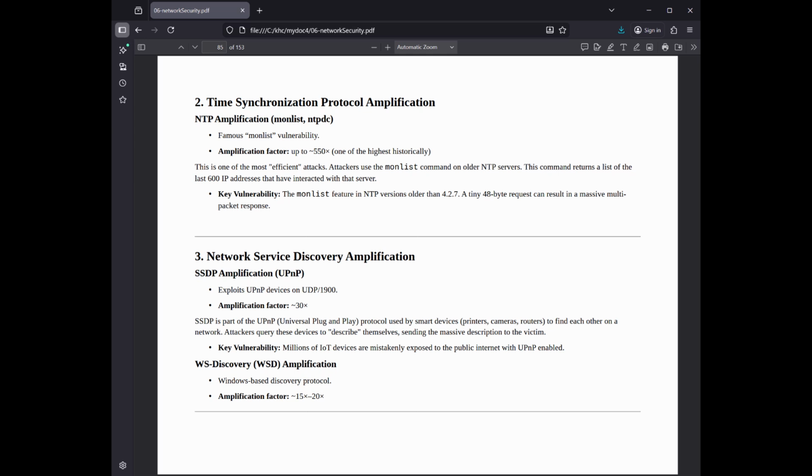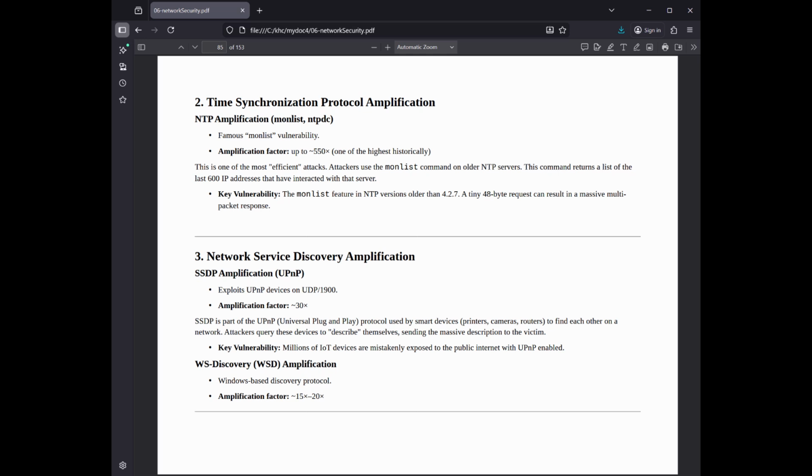3. Network service discovery amplification. SSDP amplification, UPnP, exploits UPnP devices on UDP/1900. Amplification factor: 30 times. SSDP is part of the UPnP, Universal Plug and Play, protocol used by smart devices, printers, cameras, and routers to find each other on a network. Attackers query these devices to describe themselves, sending the massive description to the victim. Key vulnerability: millions of IoT devices are mistakenly exposed to the public internet with UPnP enabled.